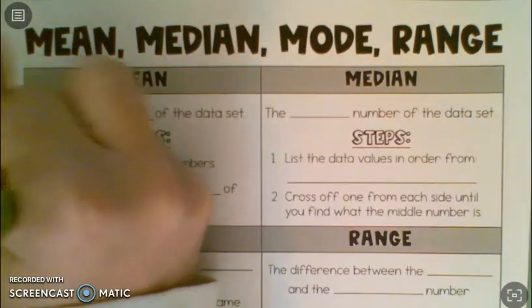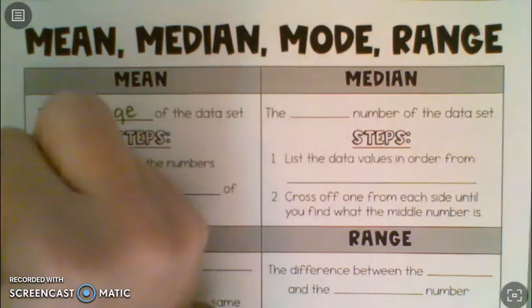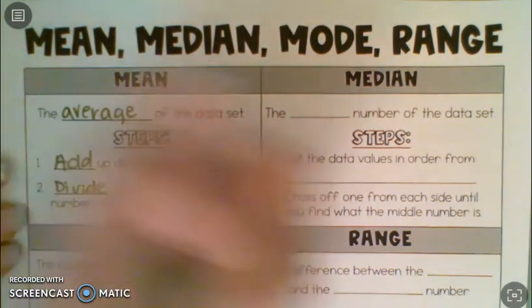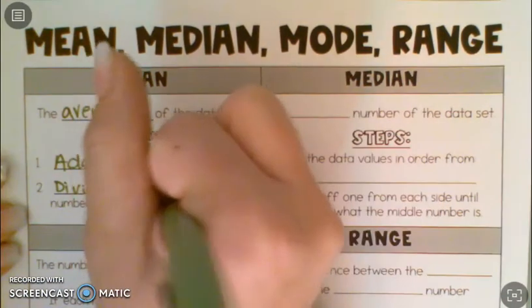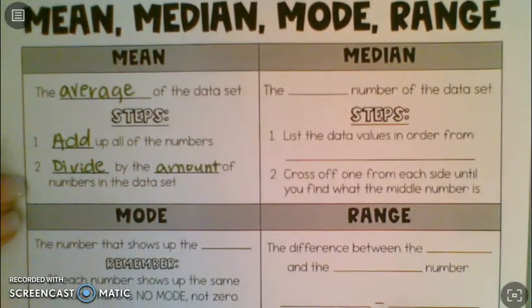So you're going to need to add up all the numbers, and then you're going to divide by the amount of numbers in the data set.